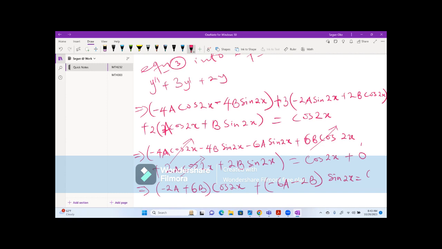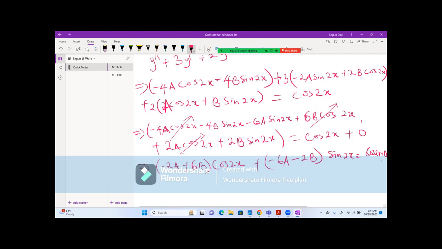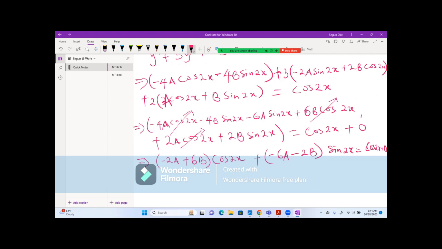Remember, this will be cos 2x plus 0. 0 is just like a constant, right? Yes, sir. So everything will be cos 2x plus 0. Let's put it that way. So we can look at it critically by saying minus 2a plus 6b plus 2x is equal to cos 2x. Do you agree with me?